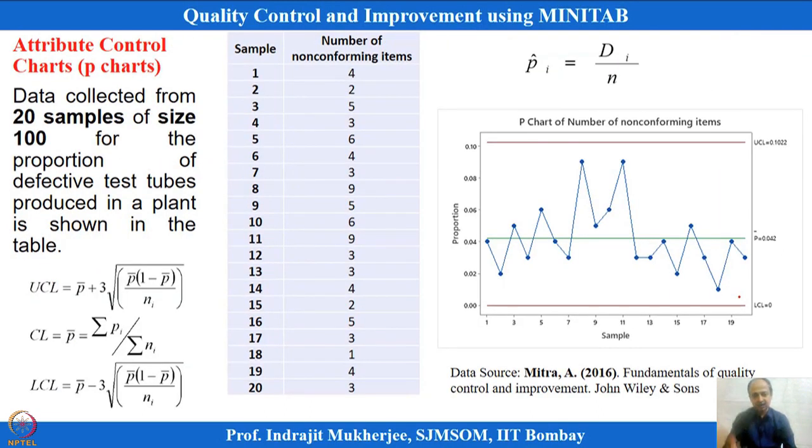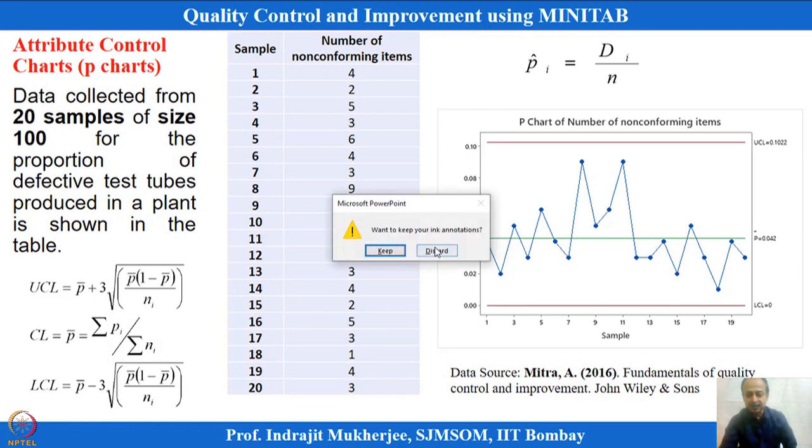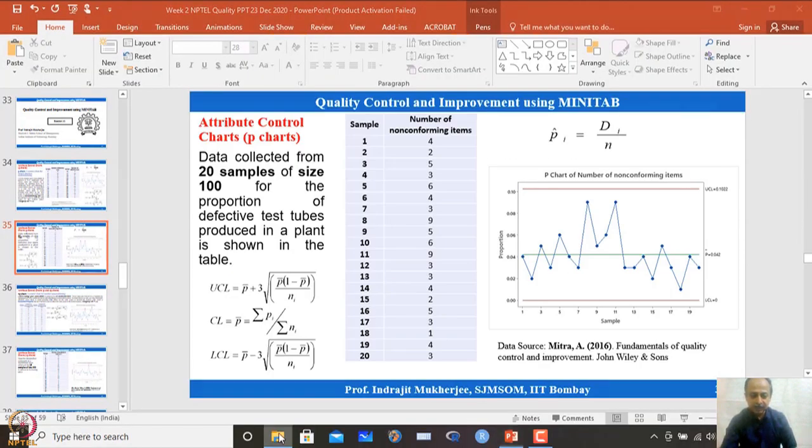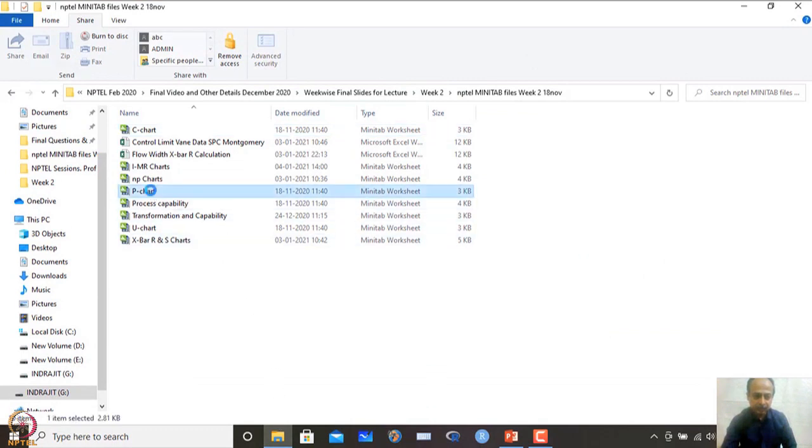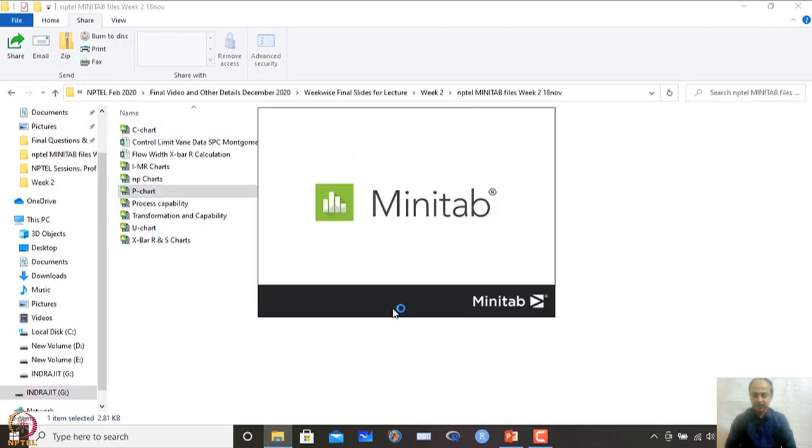This is another example where 20 samples of size 100 are taken. Every time I take 100 samples, and this is taken from the book by Amitava Mitra. We will solve both cases and try to see how we can use P charts for interpretation of the data. Okay. So, we will take some examples over here. I will open the P charts, and then I will illustrate how this can be done in Minitab.